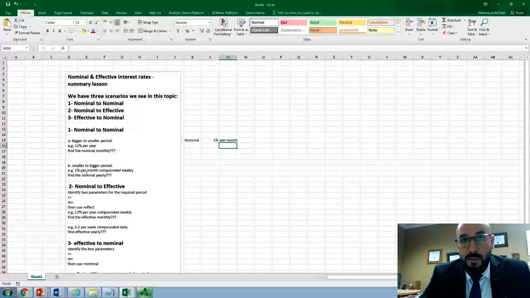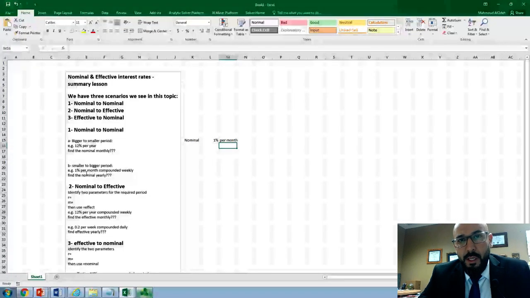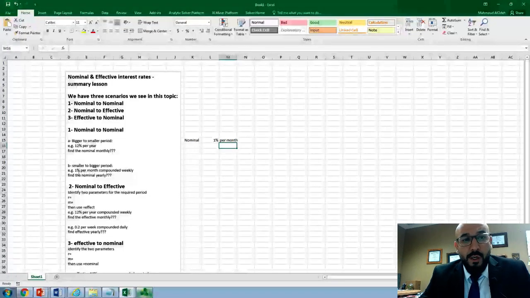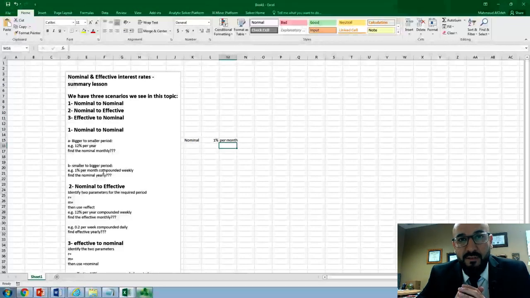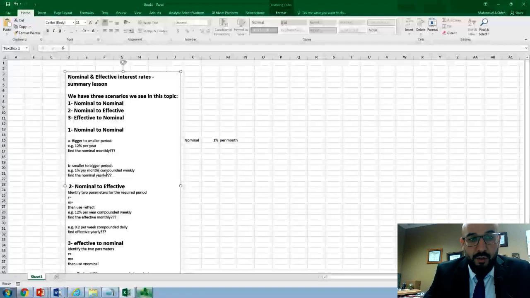Let's take a look into this example. These examples are really important because they will help you understand the topic. 1% per month, compounded quarterly. So first of all, once you read this statement, you know this is not an effective interest rate. This is a nominal interest rate. So second, you ignore this part.